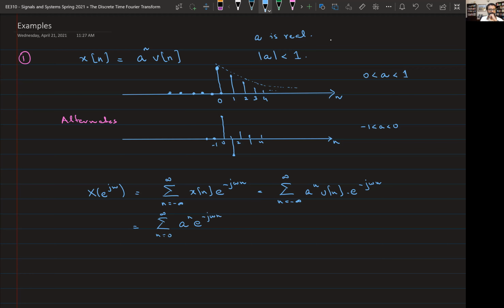How do I solve this summation? Is this a geometric series? Can I manipulate this somehow so that this becomes a geometric series? Anyone?